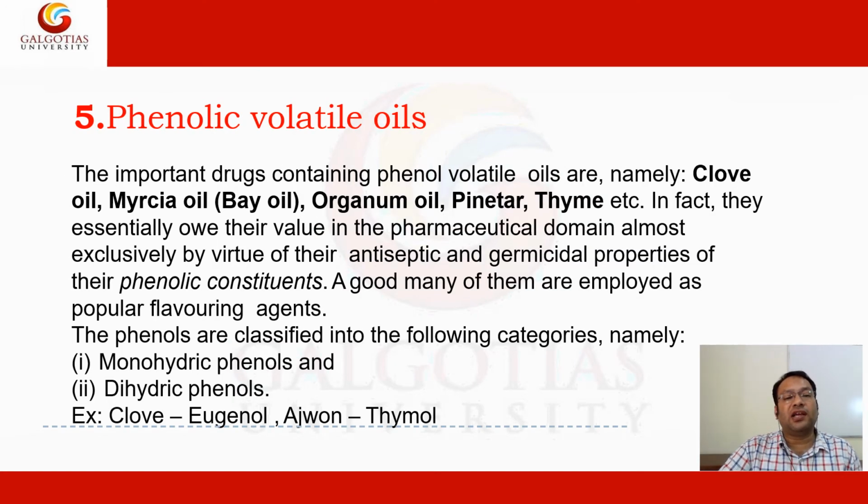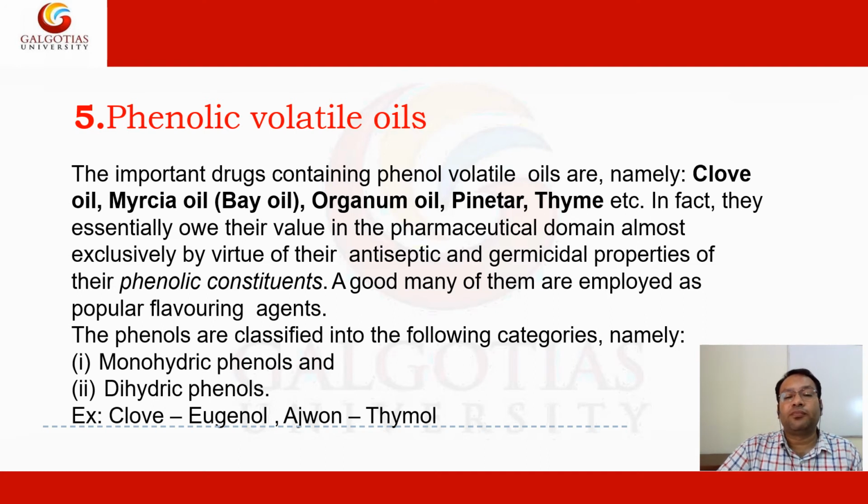Phenolic volatile oil. The important drugs containing phenolic volatile oil are namely clove oil, myrica oil like bay oil, or pimenta oil, thyme oil. In fact, they essentially owe their value in the pharmaceutical domain almost extensively by virtue of the antiseptic and germicidal property of the phenolic constituent.